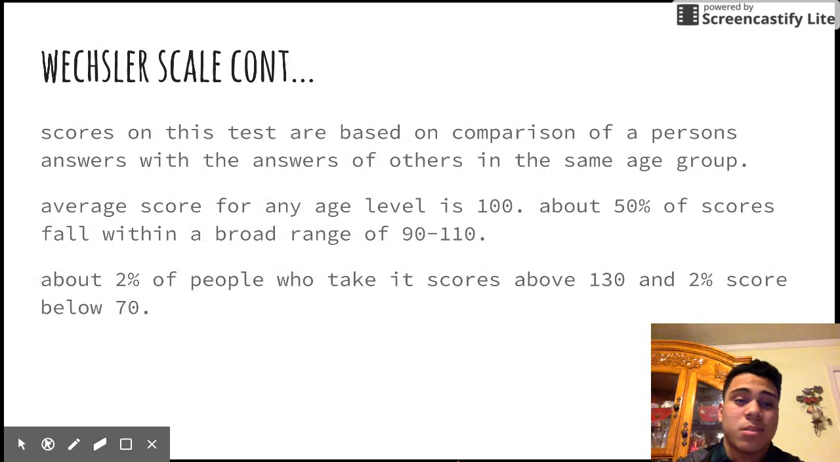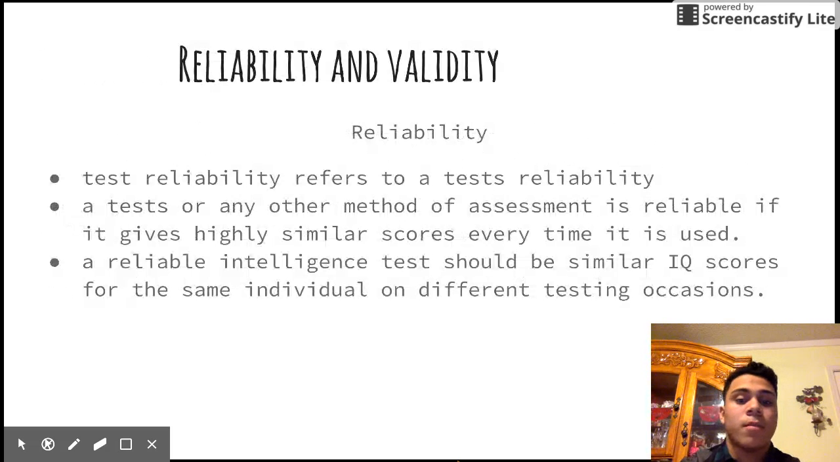Wechsler scale continued. Scores on this test are based on comparison of a person's answers with the answers of others in the same group. The average score for any age level is 100. About 50% of scores fall within a broad range of 90 to 110. About 2% of the people who take it score above 130, and 2% score below 70.